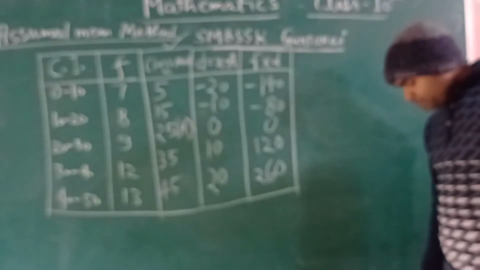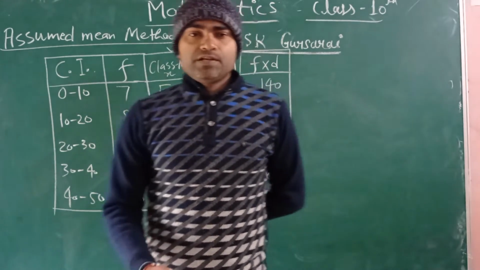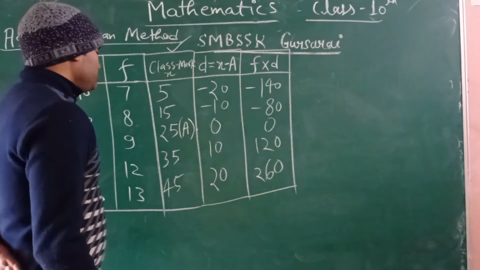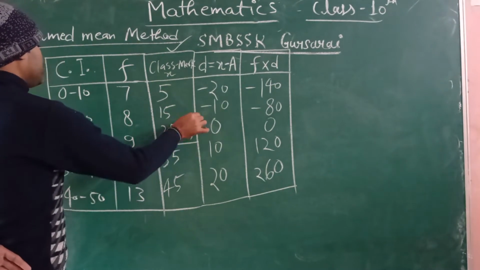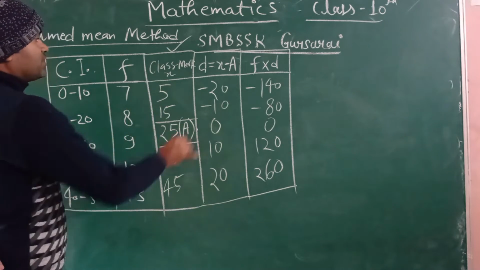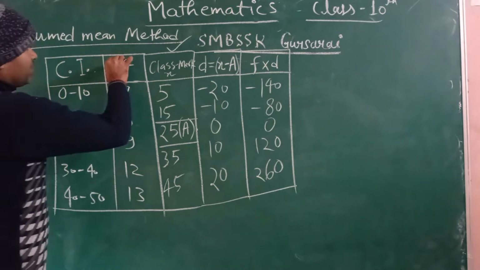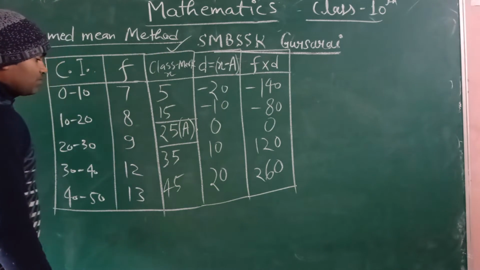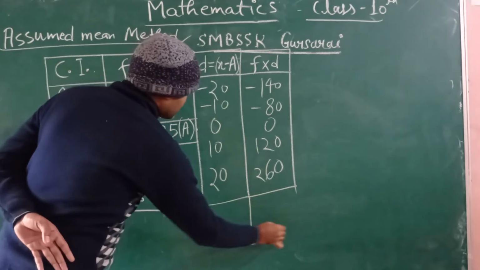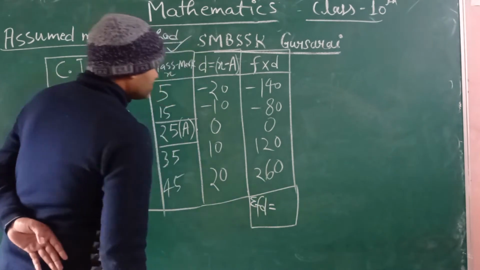So in the assumed mean method, we take one value to be a, and then we find deviation d from each of the observations. d is given by x minus a. After that, we calculate f into d. Now we will make the sum of frequencies and of the deviation multiplications.